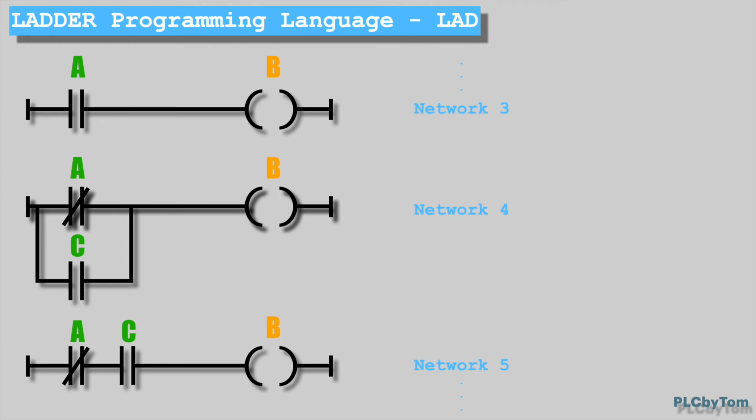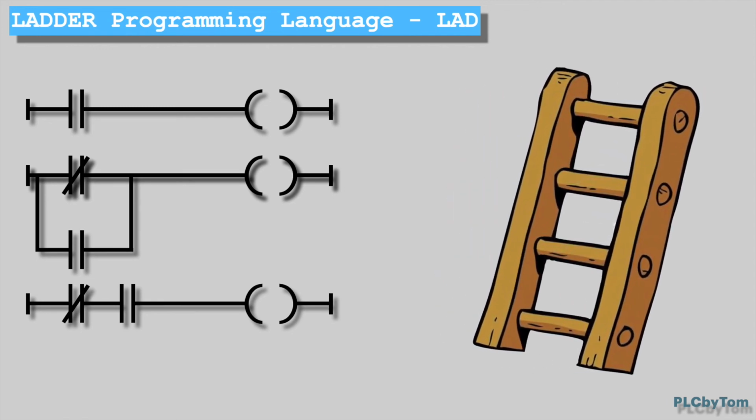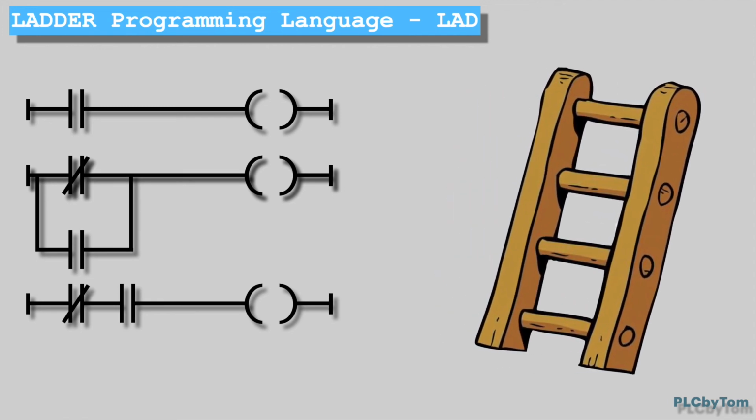The networks are numbered beginning with the top network, starting from network 1. As the CPU executes the user program, it scans each network from left to right and from the top to the bottom, cyclically. If we have a look at the several networks together, it looks like a ladder, so that is why it is named PLC Ladder Programming Language.